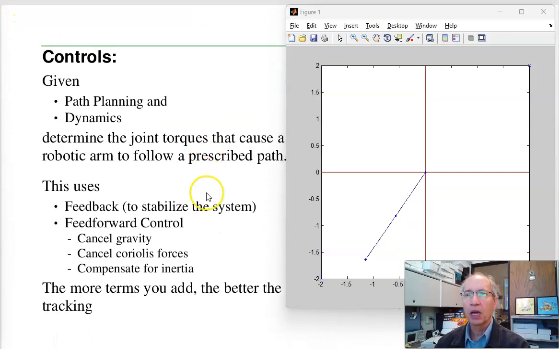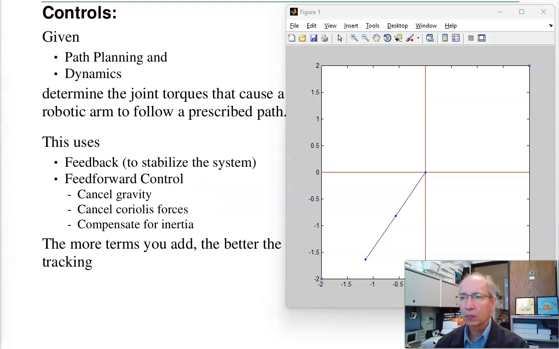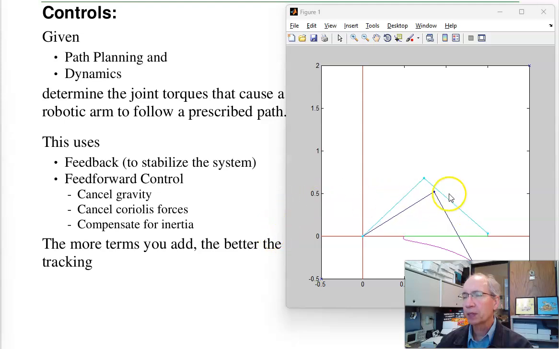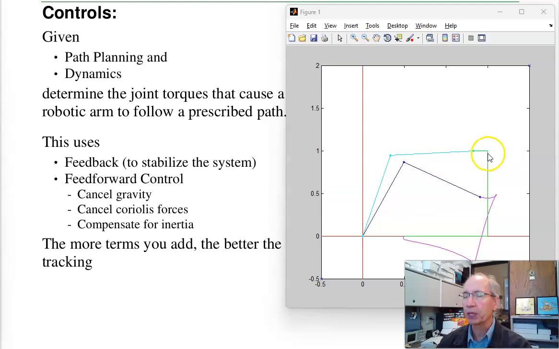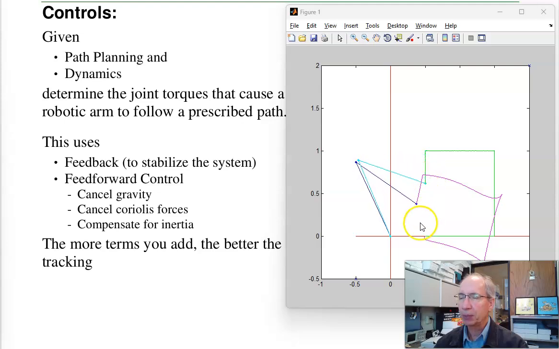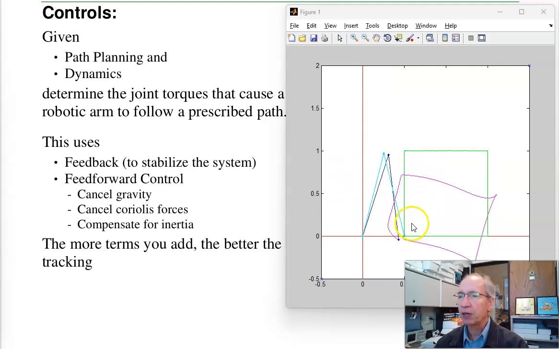Next topic are controls. With controls, what you're trying to do is find the joint torques to follow a prescribed path. For example, I've done path planning and defined how I want to go from point A to point B. That's the light blue robot drawing out the green square. The control is trying to force the actual robot, the blue one, and the tip position in pink, to actually follow the desired path. Now when you do that, I've got gravity pulling the robot down, I've got Coriolis forces, other forces like that. If I start to cancel them, I can get better and better tracking. Those are feed-forward terms.